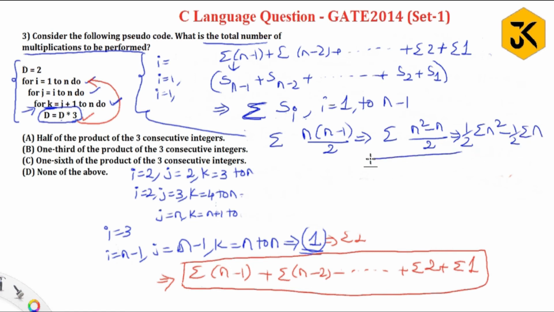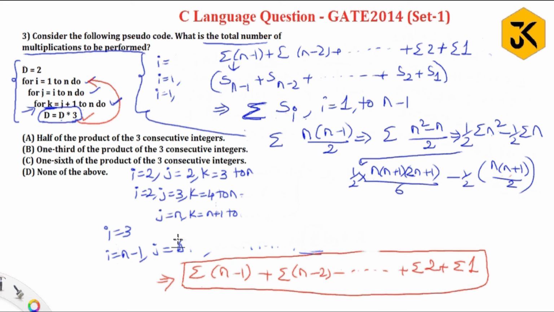So this once again you can write. Sum of squares of first n natural numbers, you will get the formula n into n plus 1 into 2n plus 1 by 6. Already here 1 by 2 is there. Minus 1 by 2 into sum of first n natural numbers, n into n plus 1 by 2. It will be a lengthy problem.